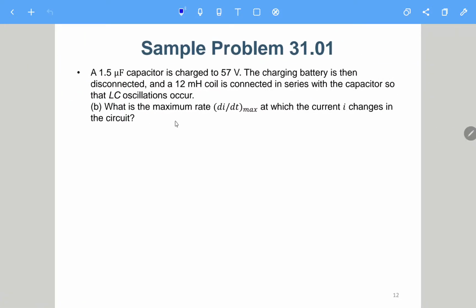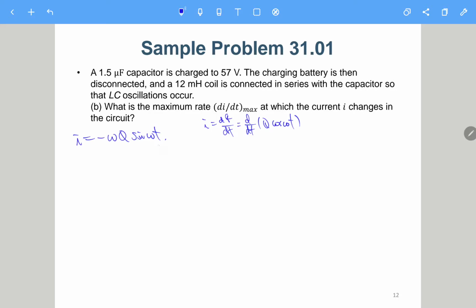Okay, so for part B, what is the maximum rate di/dt max at which the current I changes in the circuit? So actually, we already have I equals negative omega q sine of omega t. If you can't remember, you can still derive it correctly. I equals dq/dt, which is d/dt of q cosine of omega t. So you take the first derivative, it becomes negative omega q sine of omega t, like this.